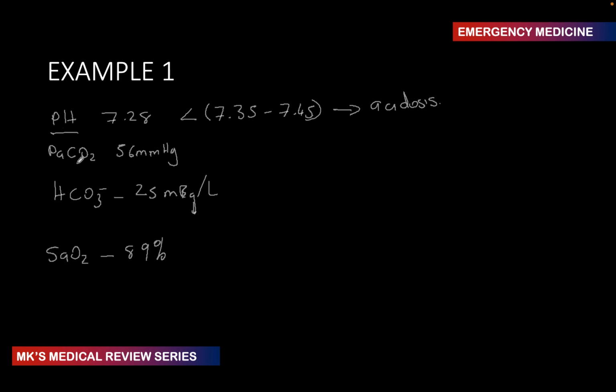So we look at the partial pressure of carbon dioxide. Remember, here it is going to be about 35 to about 45 millimeters of mercury. This is much greater than this. So it means this person is retaining carbon dioxide.